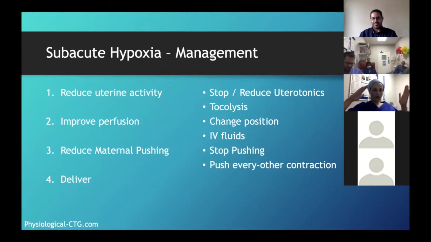So if you have a STAN clip on the baby's head and the baby started well, you start the STAN when the baby is well, you don't need to do an instrumental delivery because of a trace that looks like subacute hypoxia. If the birth is imminent, just let it happen. You don't need to interfere.